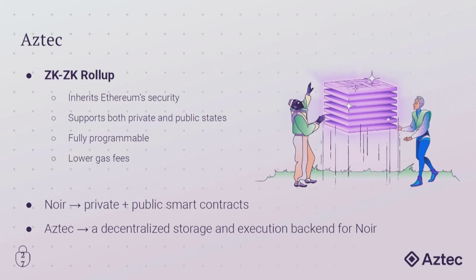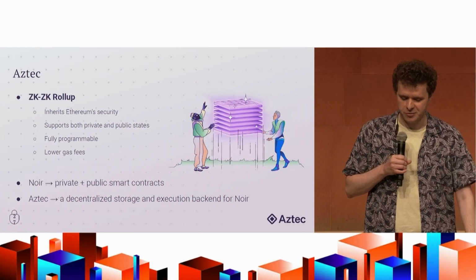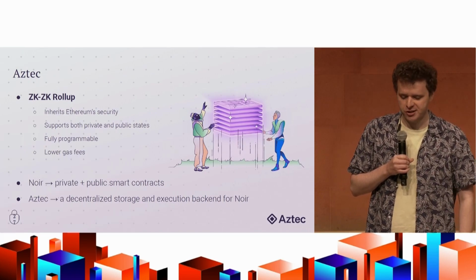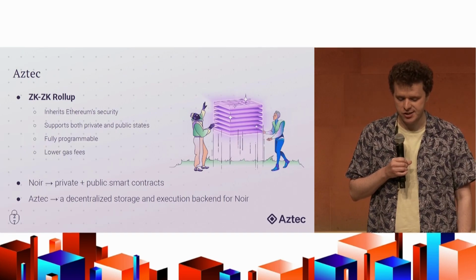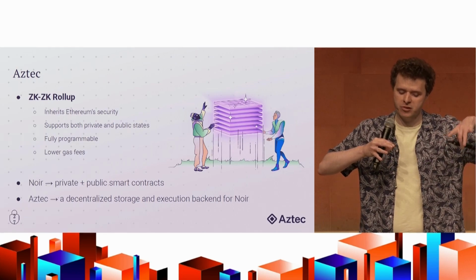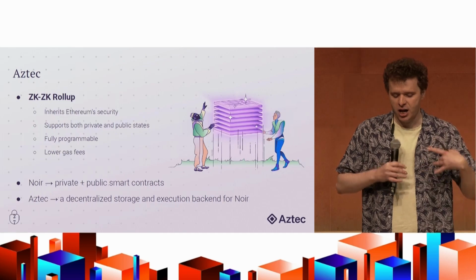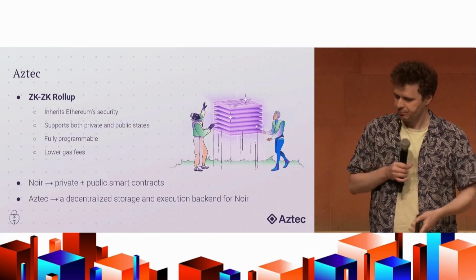It inherits Ethereum's security. We're leeching from Ethereum's consensus like all other layer 2s. But the critical difference between Aztec and the other things is the fact that we support both private and public state. And you can use that to create hybrid applications.